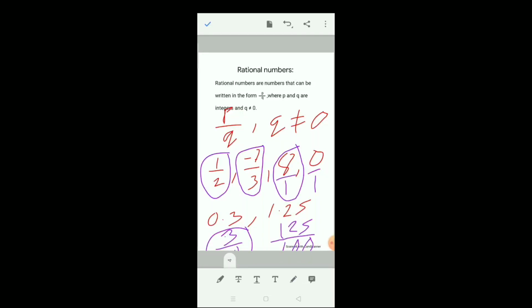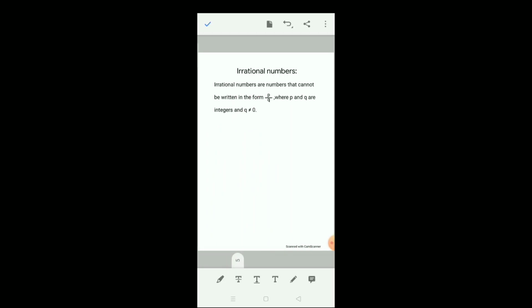Hope you understood these rational numbers. Now let's move on to irrational numbers. So what are irrational numbers?